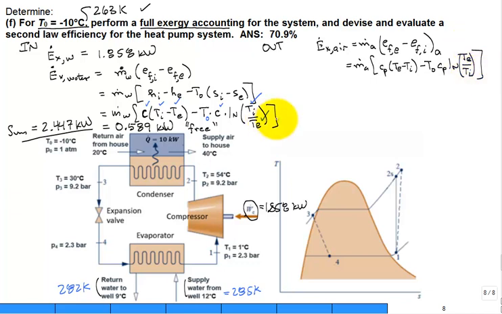It's very analogous to what's happening with the water. Because there's no pressure change, the natural log of P exit over P inlet, that's a natural log of 1, is 0, so that drops out. Okay.